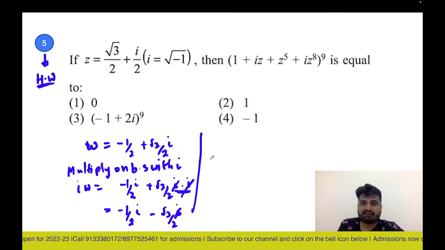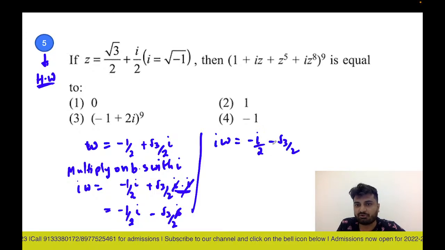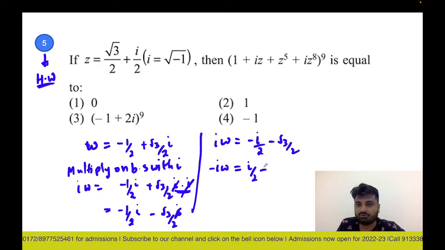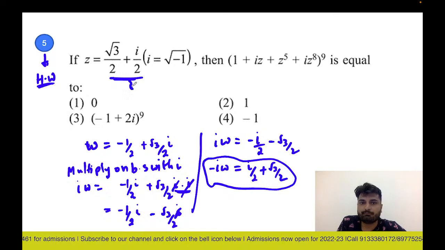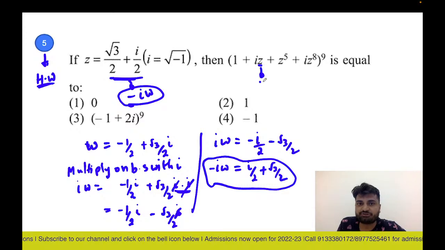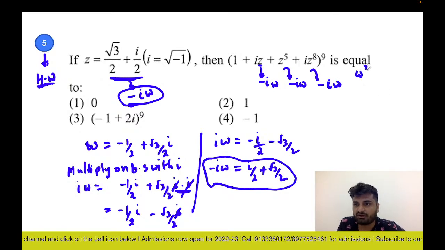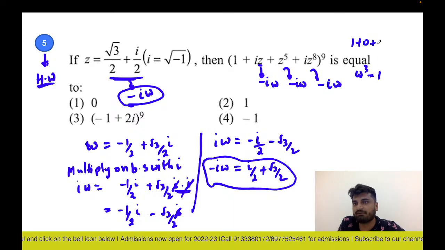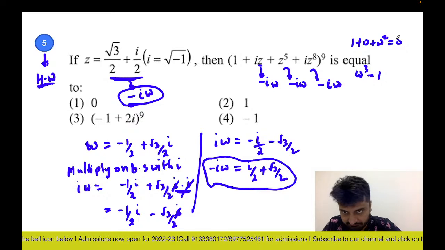Yeah. So what are we getting, guys, here? We are getting i omega as minus i by 2 minus root 3 by 2. So this negative shifted to the other side. So minus i omega is i by 2 plus root 3 by 2. So this is the value of minus i omega. So instead of z, substitute minus i omega. Here also minus i omega. Here also minus i omega. And we already know omega cube is 1. 1 plus omega square is nothing but 0. We can use that and you will end up with the final answer.